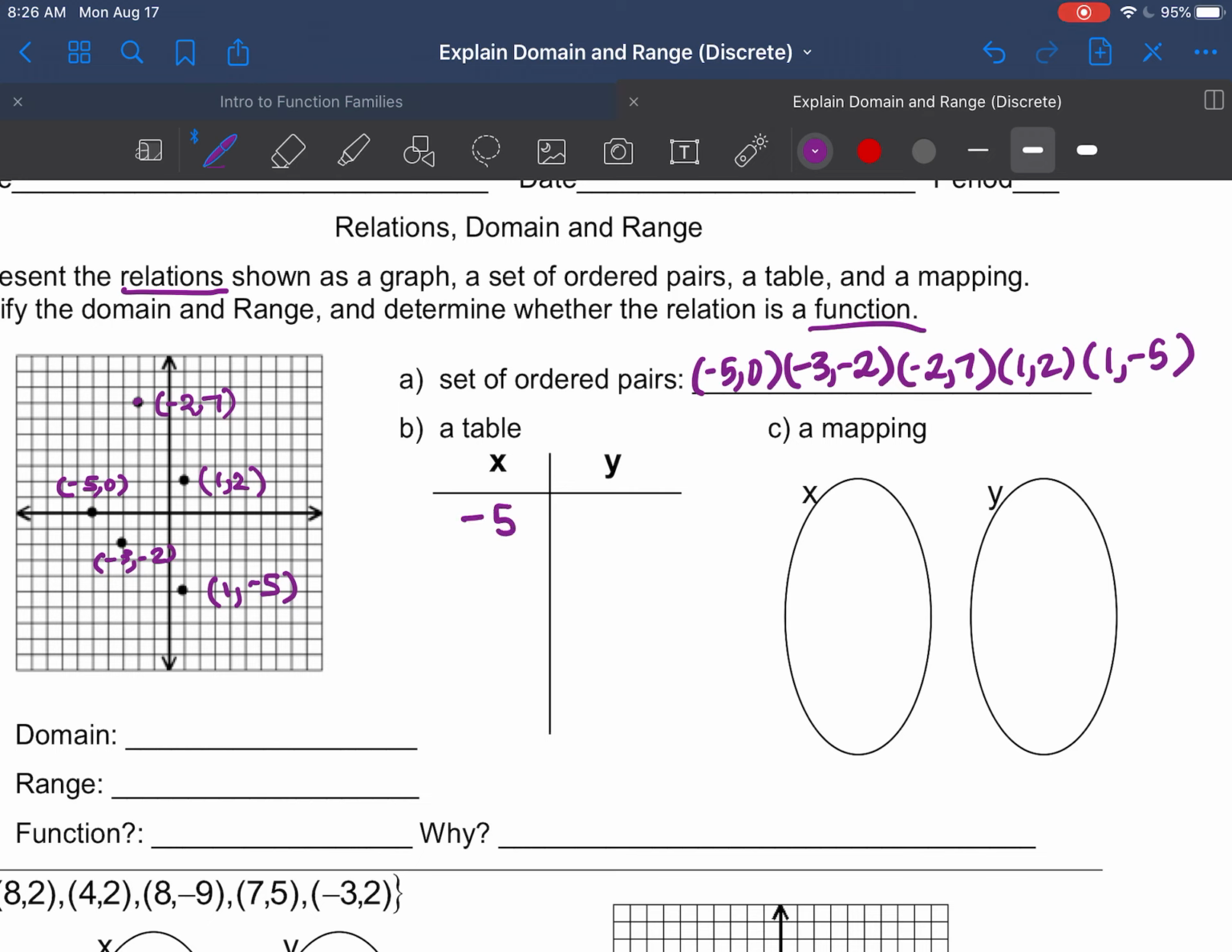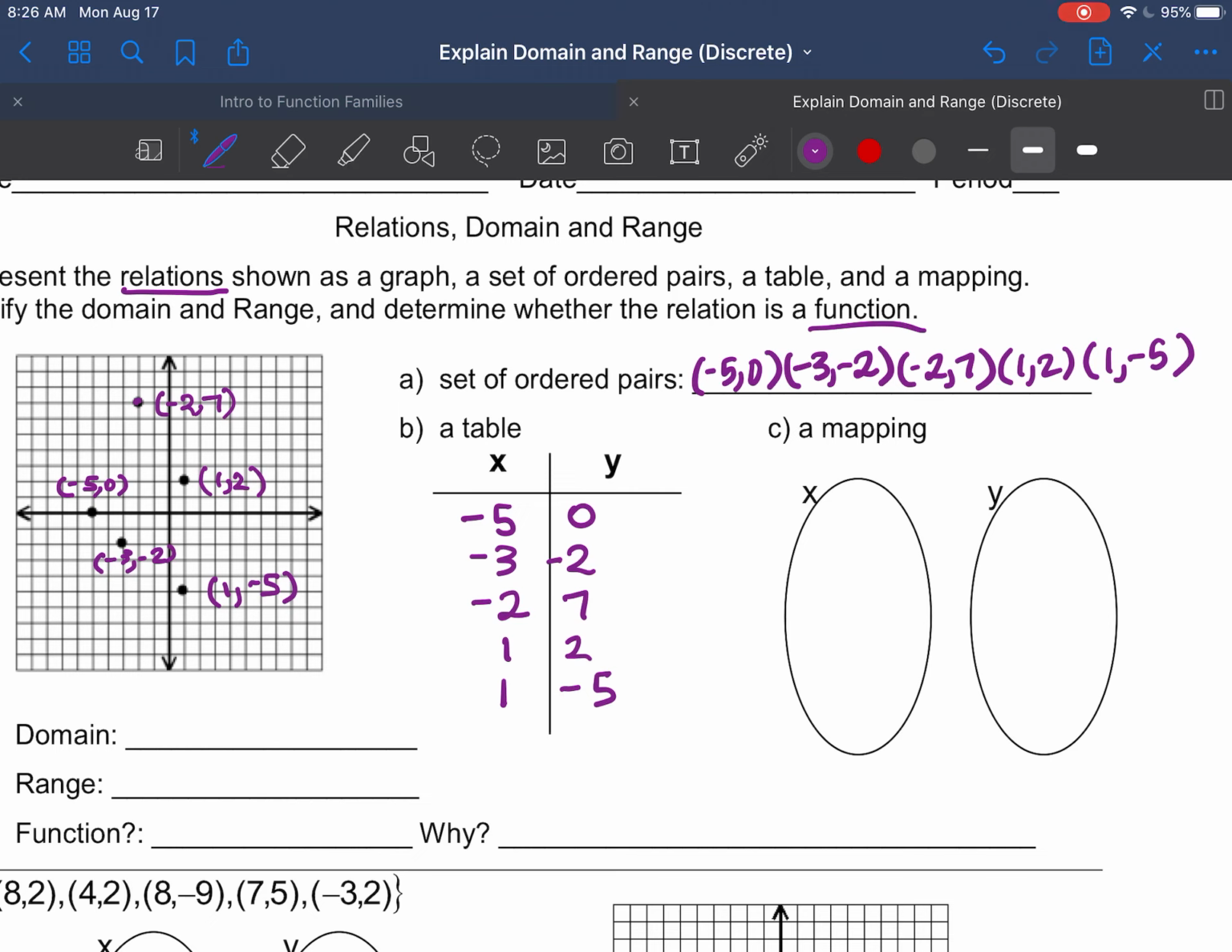As a table, we would write the x's in the x column. And let's go ahead and write their corresponding y's as we go. So -5, 0, -3, -2, sorry. -2, 7, 1, 2, 1, -5.